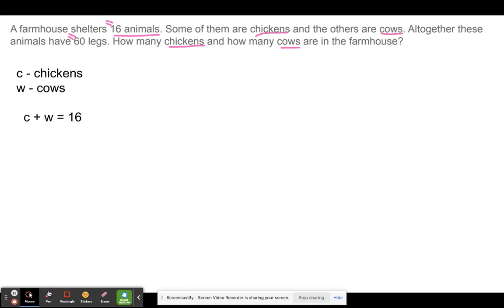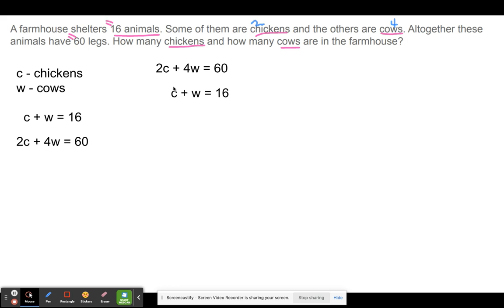For chickens, remember, a chicken has 2 legs, and a cow has 4 legs, right? So, if a chicken has 2 legs, then that would be 2 times the amount of chickens. And then for cows, that'd be 4 times the amount of cows. And then that would equal 60. So that's why I get 2C here, because 2 legs for chickens, and 4W because 4 legs for cows.